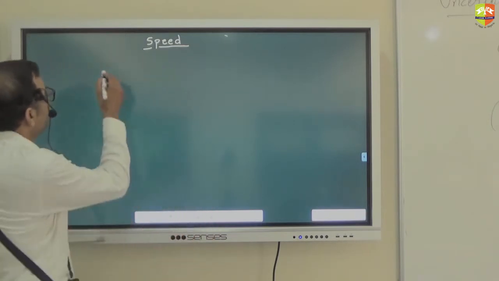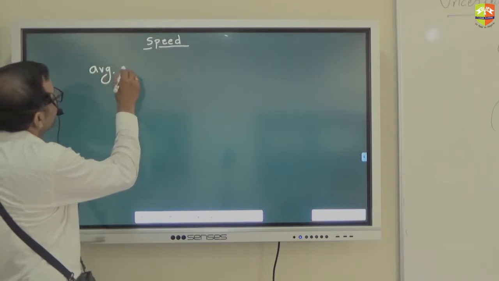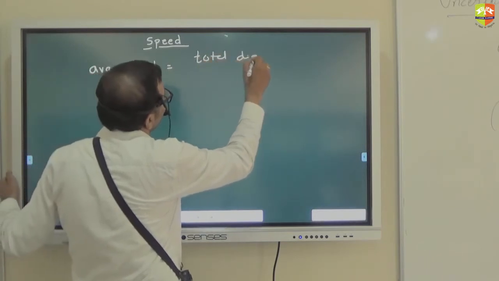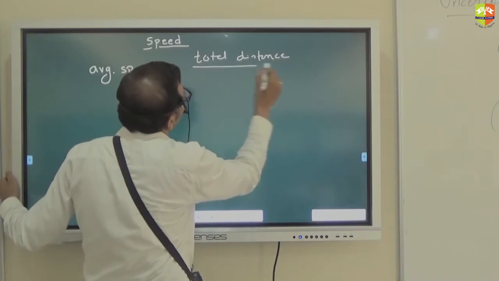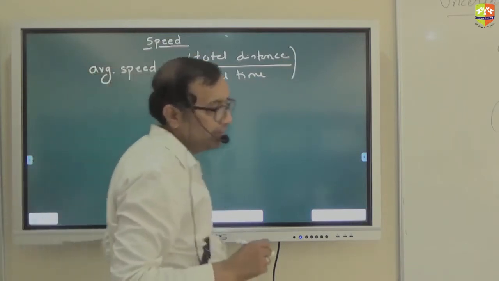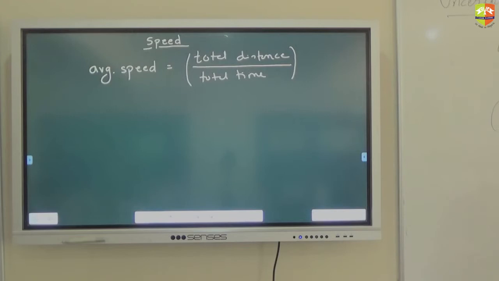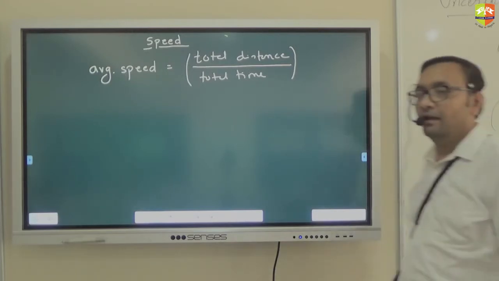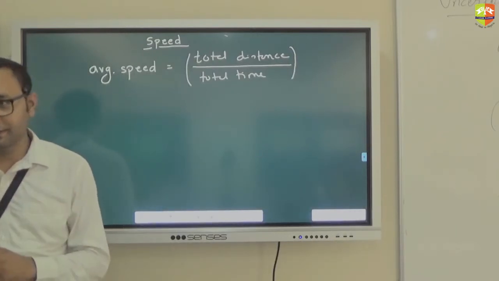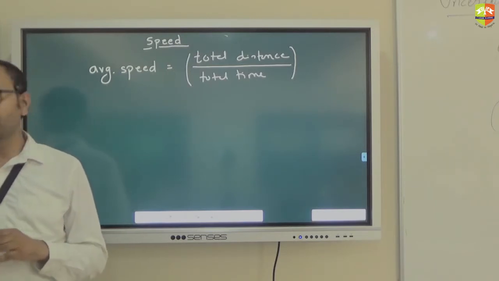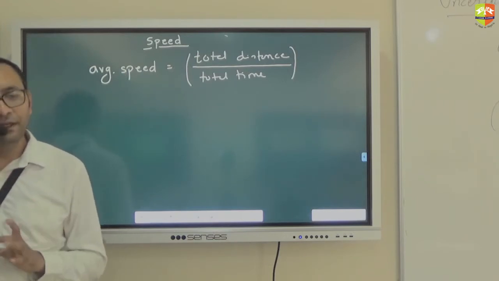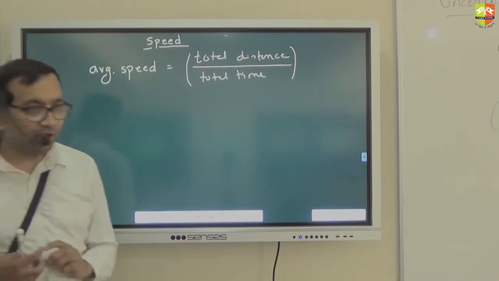So there's a formula for the average speed. Write down: average speed is total distance by total time. This is the average speed. Suppose you come from your home to this place, let us say 10 kilometers from your home, and it takes you about 1 hour. So what is the speed? 10 kilometers per hour. That is the average speed.